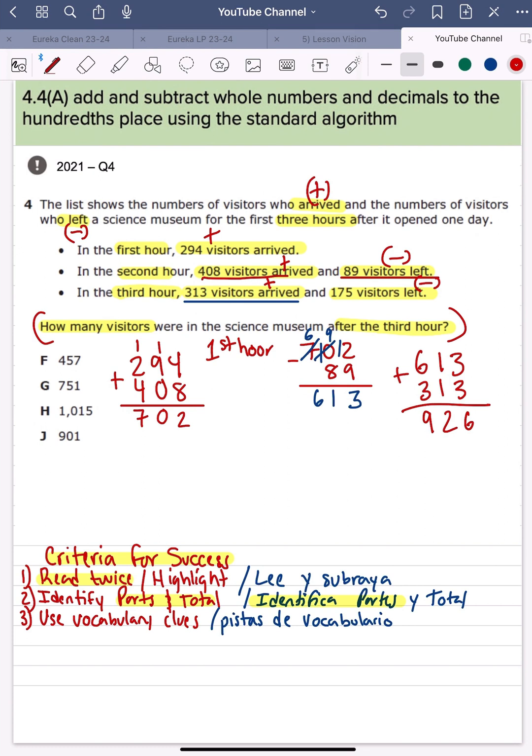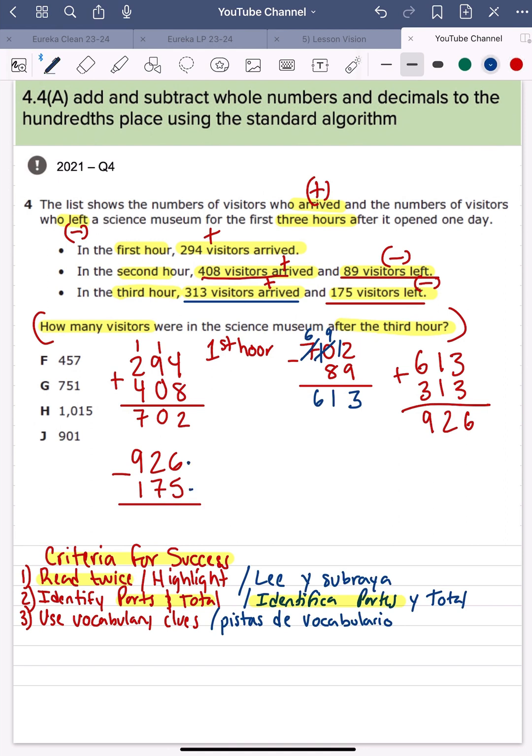Is that my final answer? No, one more thing happened. What else happened? Some people left. So I'm on the last part of the story. I have 926 and 175 people left. So I'm going to subtract. Remember, big number on top, guys. That is the standard algorithm.